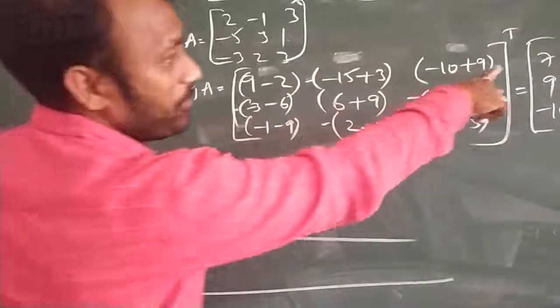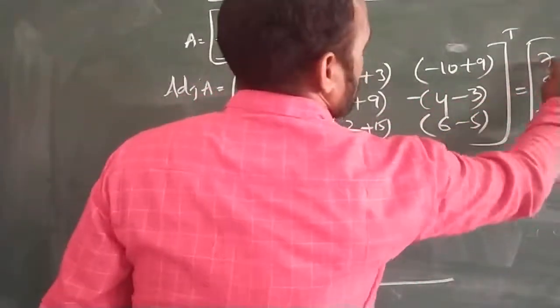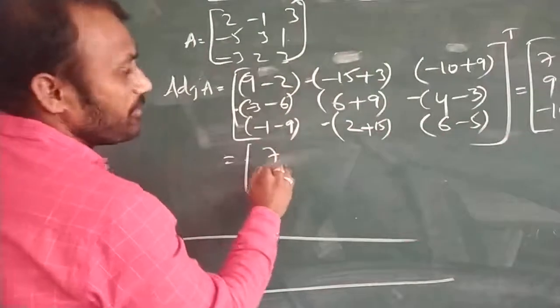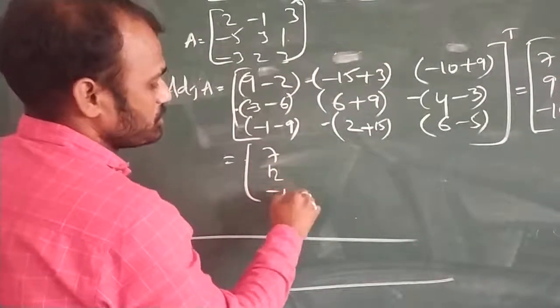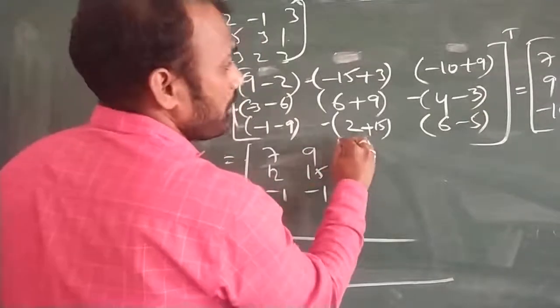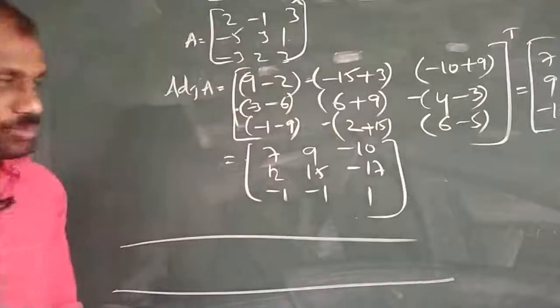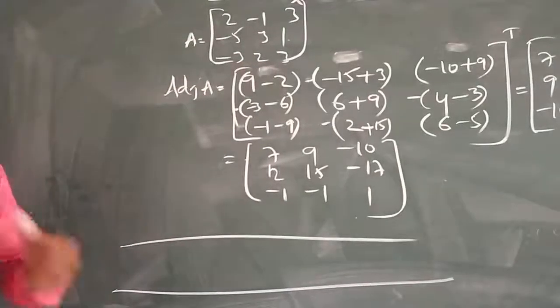So transpose, if I do, means changing the rows into columns. So the first row will become the first column, that is 7, 12, minus 1, 9, 15, minus 1, minus 10, minus 17, 1. So this is the final adjoint matrix.